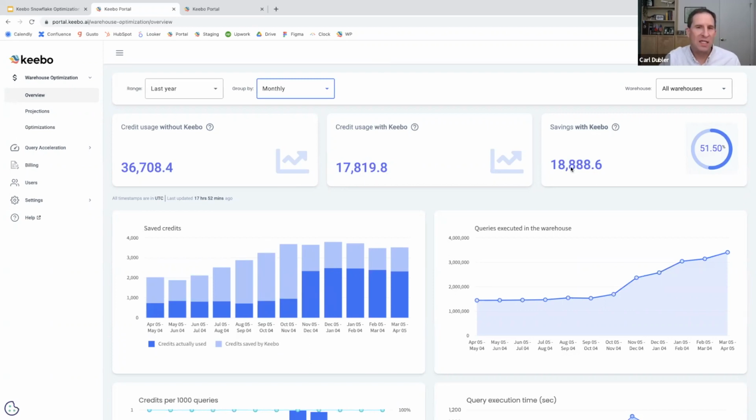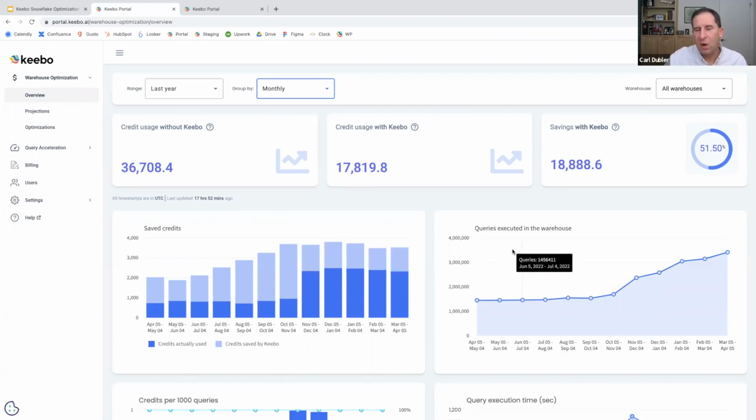You see this 18,000 number. That's the number of credits we've saved them over the last year. I'll get into the details of how that works in just a moment. This saved credits graph is the most important part of the portal, so we're going to dive into that in detail in just a minute.